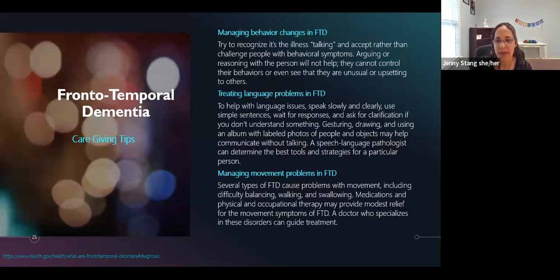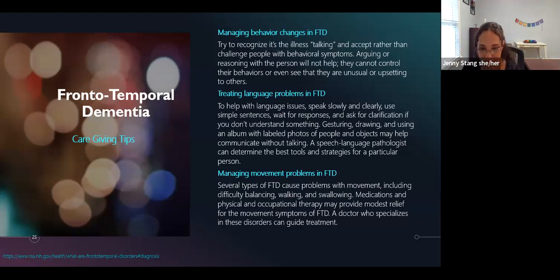Treating language problems. So to help with language issues, you can speak slowly and clearly, use simple sentences, wait for them to respond, and ask for clarification if you don't understand something. Again, remember, sometimes people are experiencing difficulty using the right words, even though they're trying really, really hard, or maybe they're slurring their speech. Just be patient with them, okay? Talk slowly, listen. Gesturing, drawing, and using an album with labeled photos of people and objects might help communicate without talking. Again, a speech or language pathologist can determine the best tools and strategy for each particular person, okay?